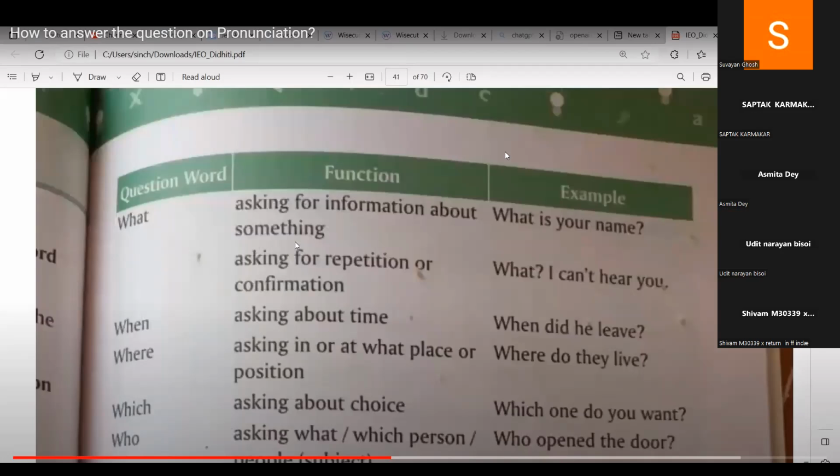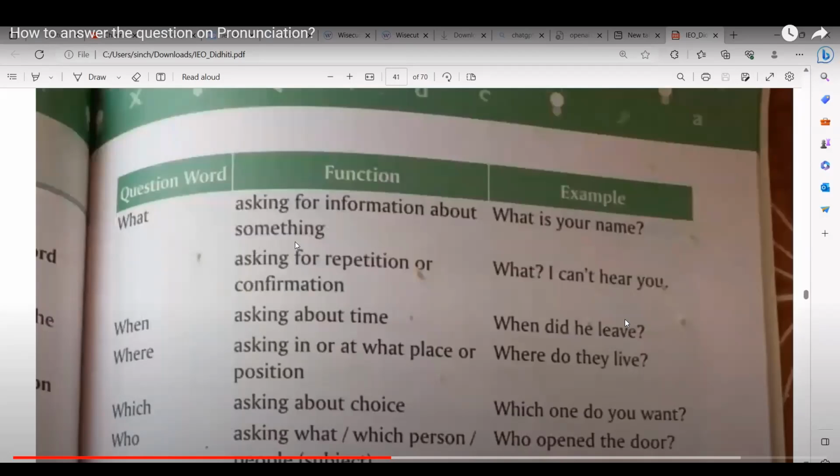Rajdeep, give me an example with when. When are you playing? No, when are you going to play? When are you going to play? Okay, Shapto, can you give me an example with when? Yes, ma'am. When will you go? Very good. When will you go?